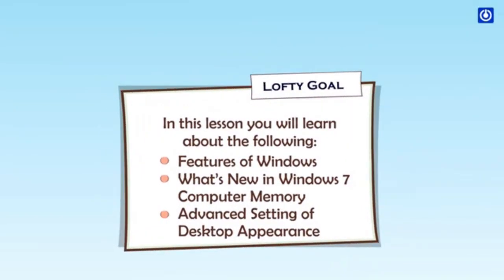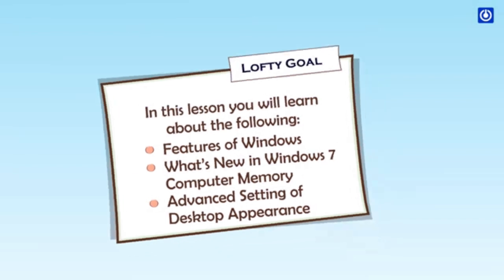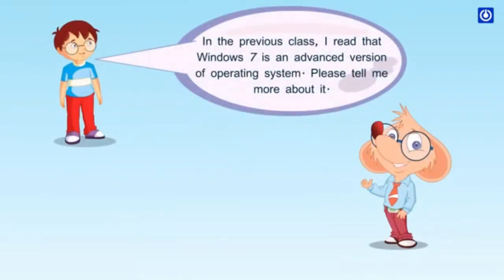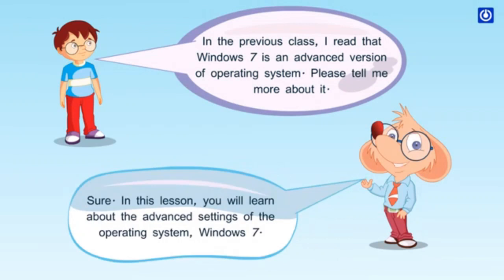Lofty goal. In this lesson, you will learn about the following: features of Windows, what's new in Windows 7, advanced settings of desktop appearance. In the previous class, I read that Windows 7 is an advanced version of operating system. Please tell me more about it. Sure. In this lesson, you will learn about the advanced settings of the operating system, Windows 7.